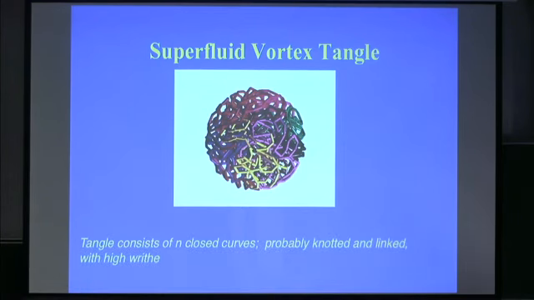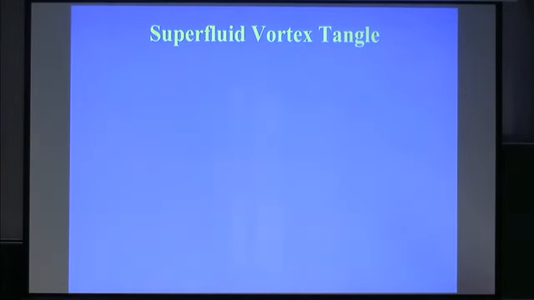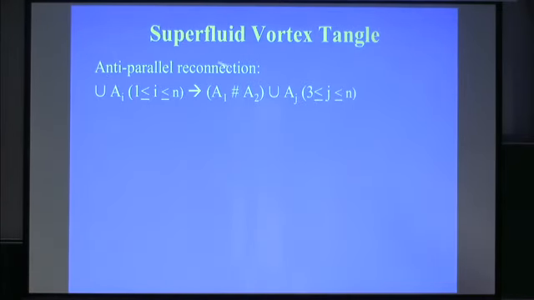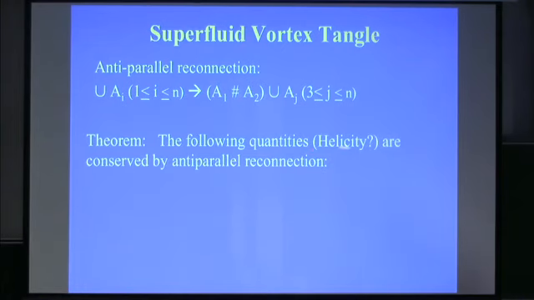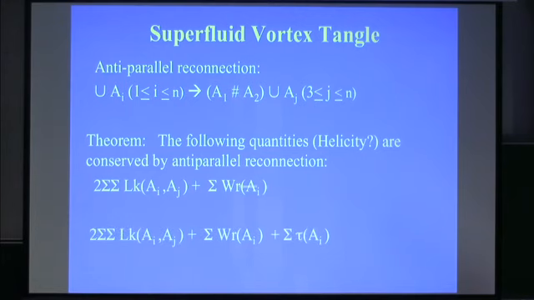Well, this is a lot of closed curves, probably knotted and linked, and has very high writhe in general. So if you have anti-parallel reconnection, say the first 2 reconnect, and the rest of them don't, the following quantities, which you could call helicity, they're certainly related to it, are conserved by anti-parallel reconnection: 2 times the sum of the linking numbers plus the summation of the writhes of all these beasts, or this same thing where you add on the torsion of all the center lines. So these quantities are conserved by anti-parallel reconnection in one of these tangles.